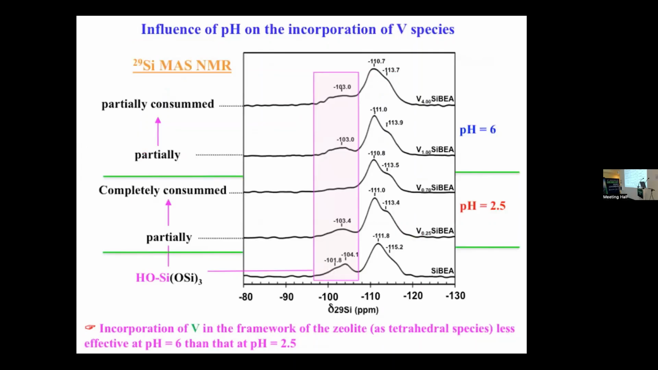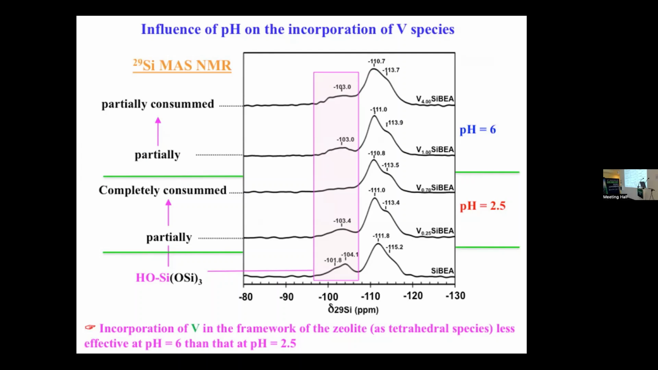Now we can see by silicon-29 solid-state NMR, what happens? When we have the AlBeta zeolite, we have the band characteristic for the presence of OH, SiOH or SiO free species, this one. When we incorporate vanadium, what happens? This band disappeared because of consumption of this group by vanadium.